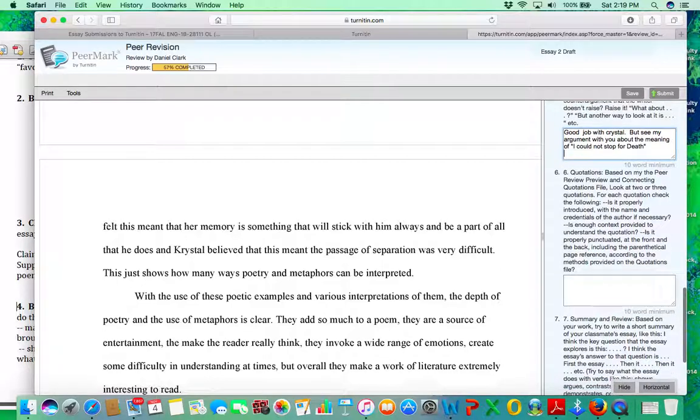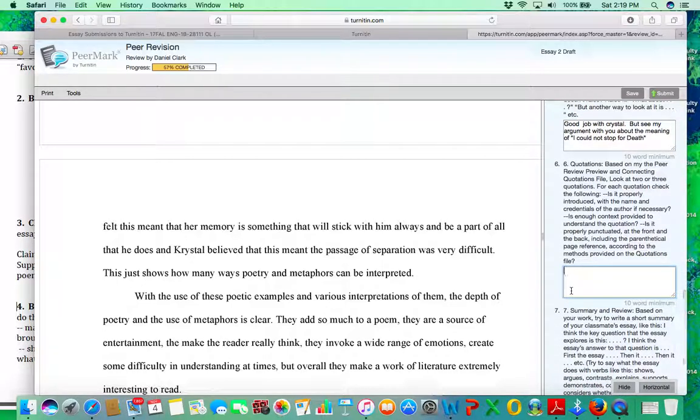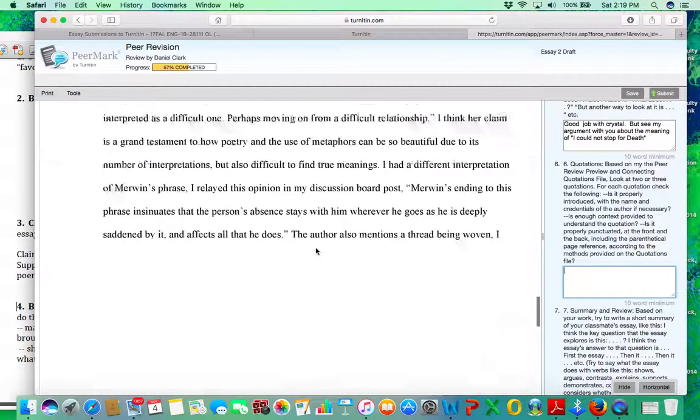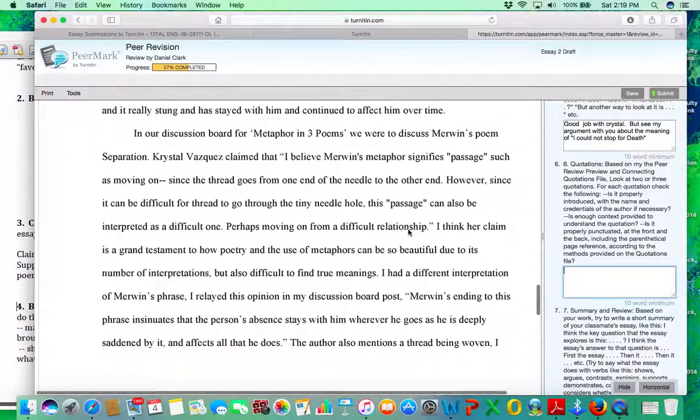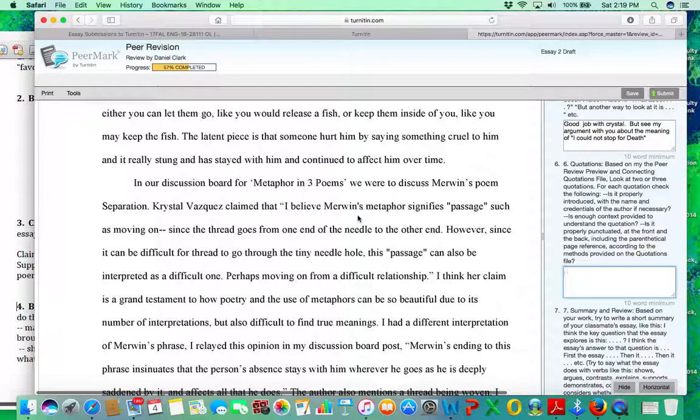So, yeah, quotations. You guys should look at the file. Let me see if she does one right. One thing I showed you is you need to put those slashes in. Claim that I believe Merwin's metaphor.